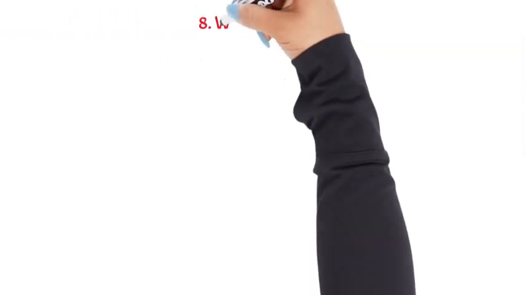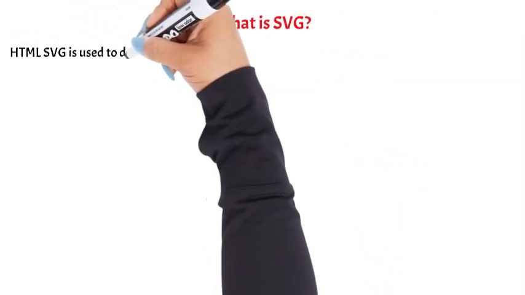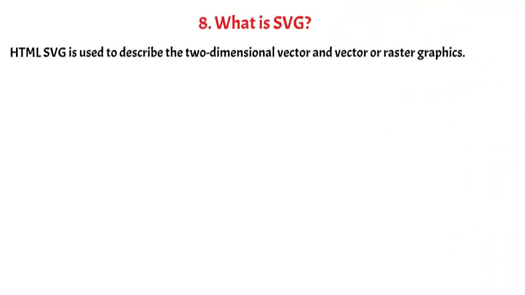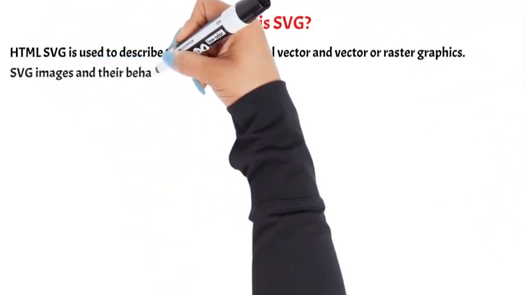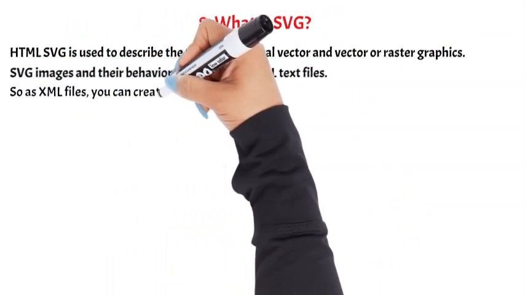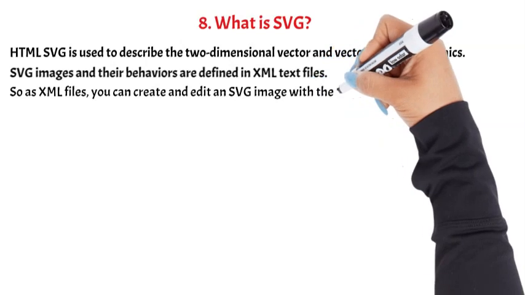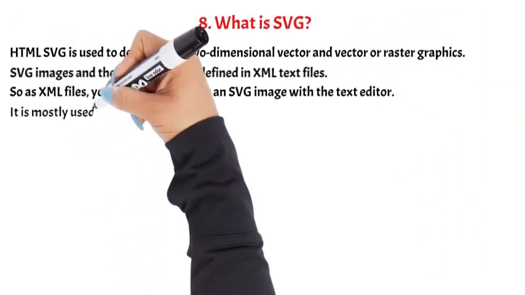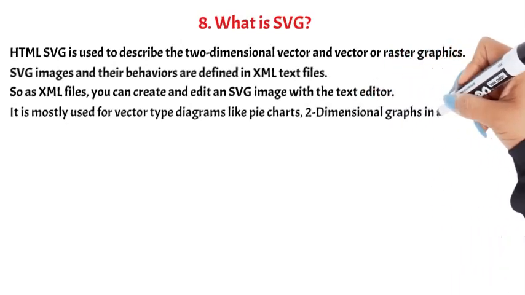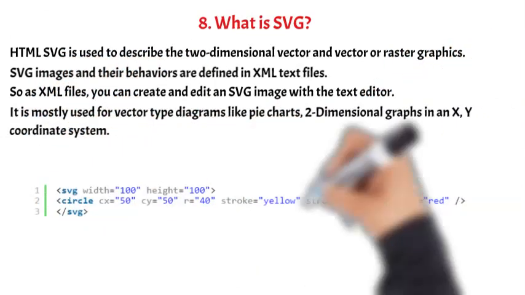8. What is SVG? HTML SVG is used to describe two-dimensional vector and vector or raster graphics. SVG images and their behaviors are defined in XML text files. So as XML files, you can create and edit an SVG image with a text editor. It is mostly used for vector-type diagrams like pie charts and two-dimensional graphs in an X-Y coordinate system.